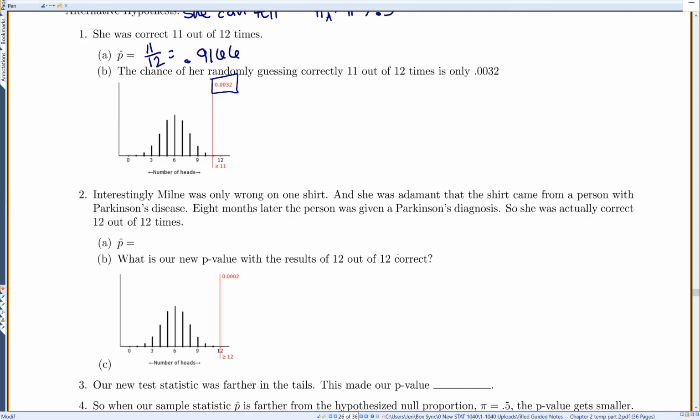Okay, but for us, the interesting thing is now, if she's correct 12 out of 12 times, then my p-hat, my proportion, is going to be 12 out of 12, or 1. Okay, so what is our new p-value? So now, if I go all the way up to 12, and I look for 12 or more, we're all the way down to 0.0002. Okay, so we got even smaller. So when we had a test statistic that was farther out in the tails, that makes our p-value even smaller.